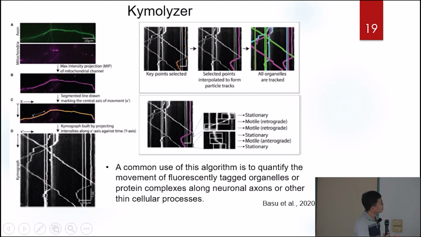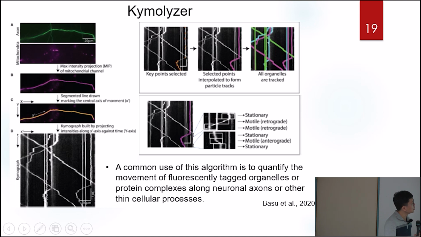So you can assign this one. You already know this mitochondria moves like this, so you will assign this is a mitochondria. Then after you assign some of them, they will automatically recognize the rest of them. And then they can use the chemograph to analyze the parameter.